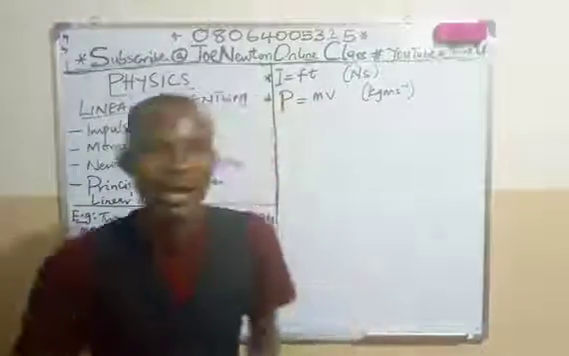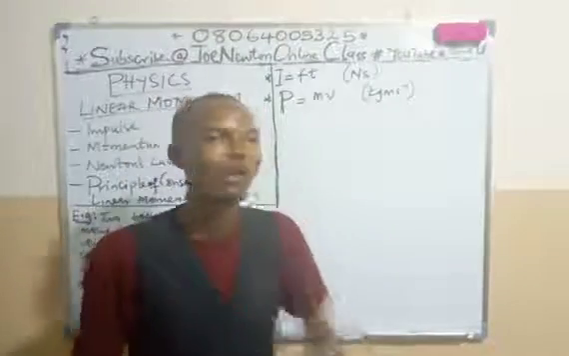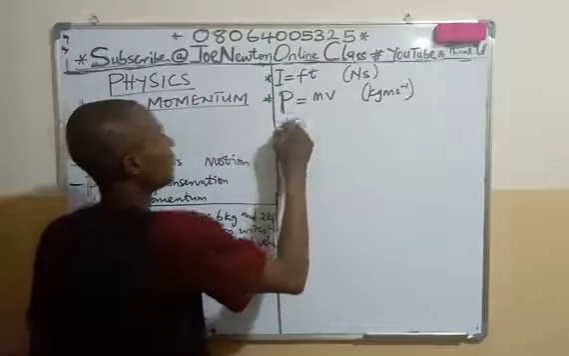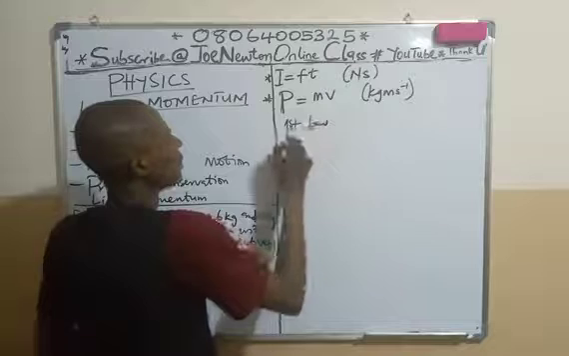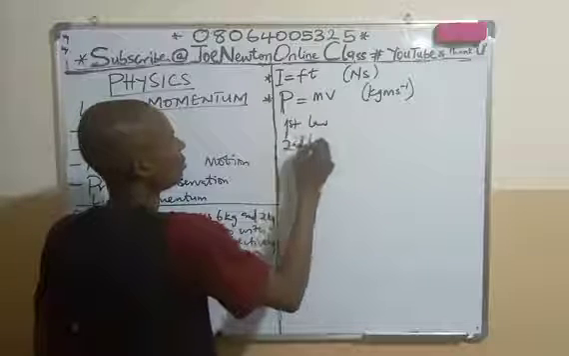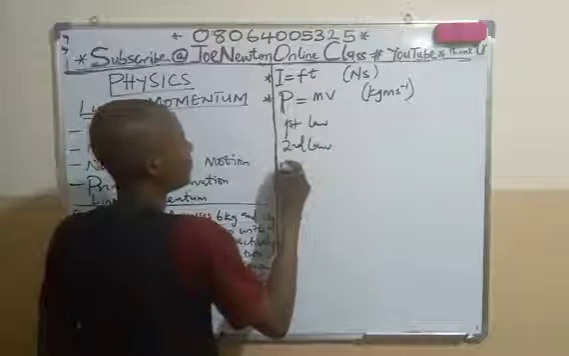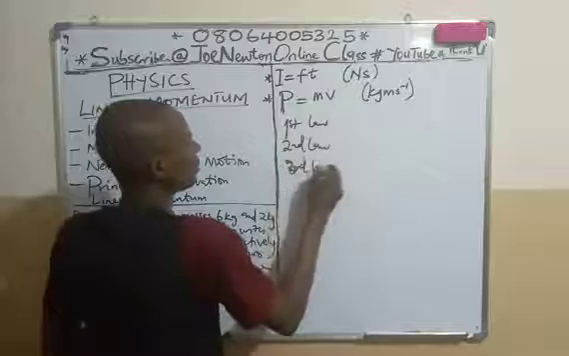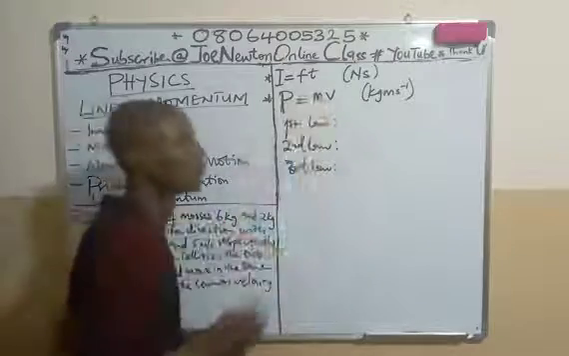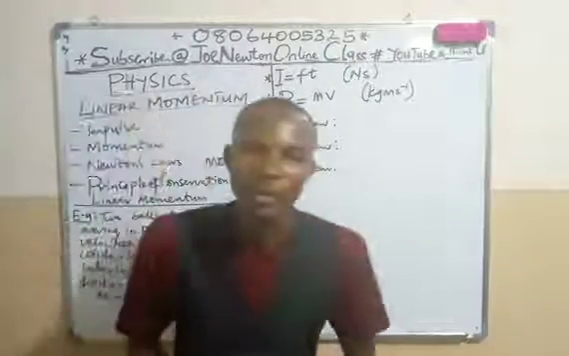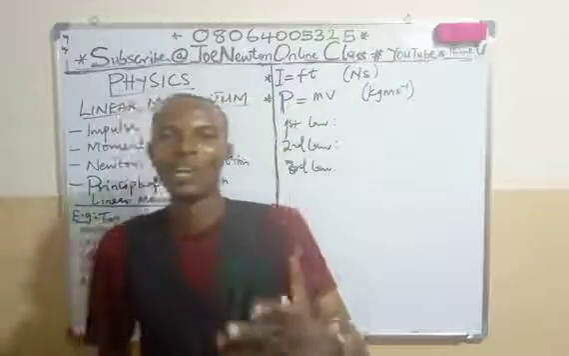Now let's look at Newton's laws of motion. We have Newton's first law, the second law, and the third law. So these are the laws of motion. Now, the first law is the law of inertia.